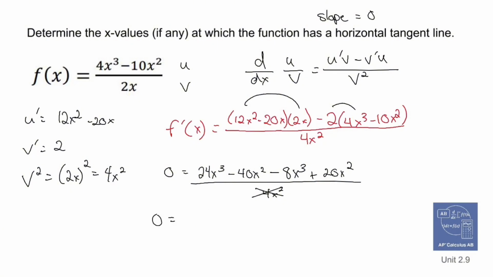So 0 is going to equal, let's combine like terms. 24x cubed minus 8x cubed is going to be 16x cubed. Negative 40x squared plus 20x squared is going to be minus 20x squared. Okay. Let's factor out a 4x squared. And so that becomes 0 equals 4x squared, and then we're left with 4x minus 5.